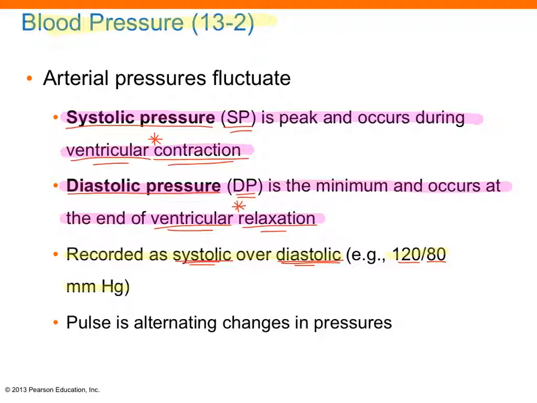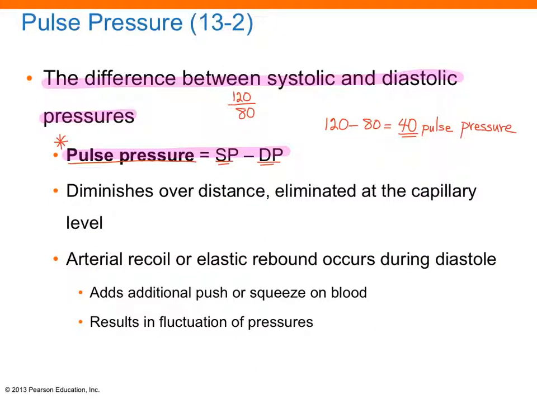The pulse is alternating changes in blood pressure. Pulse pressure is the difference between systolic and diastolic pressure. For example, 120 minus 80 equals 40 pulse pressure. So it's systolic minus diastolic pressure.